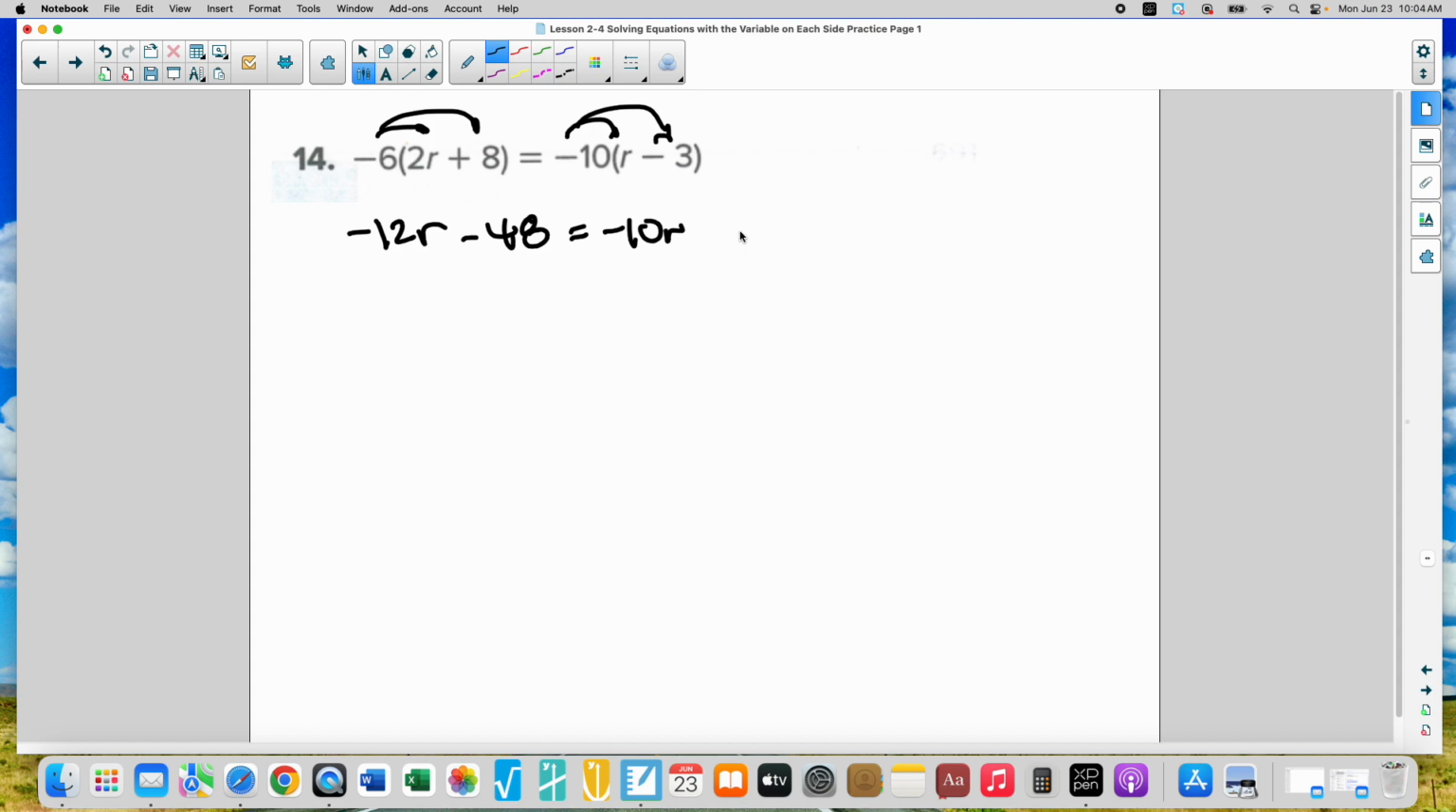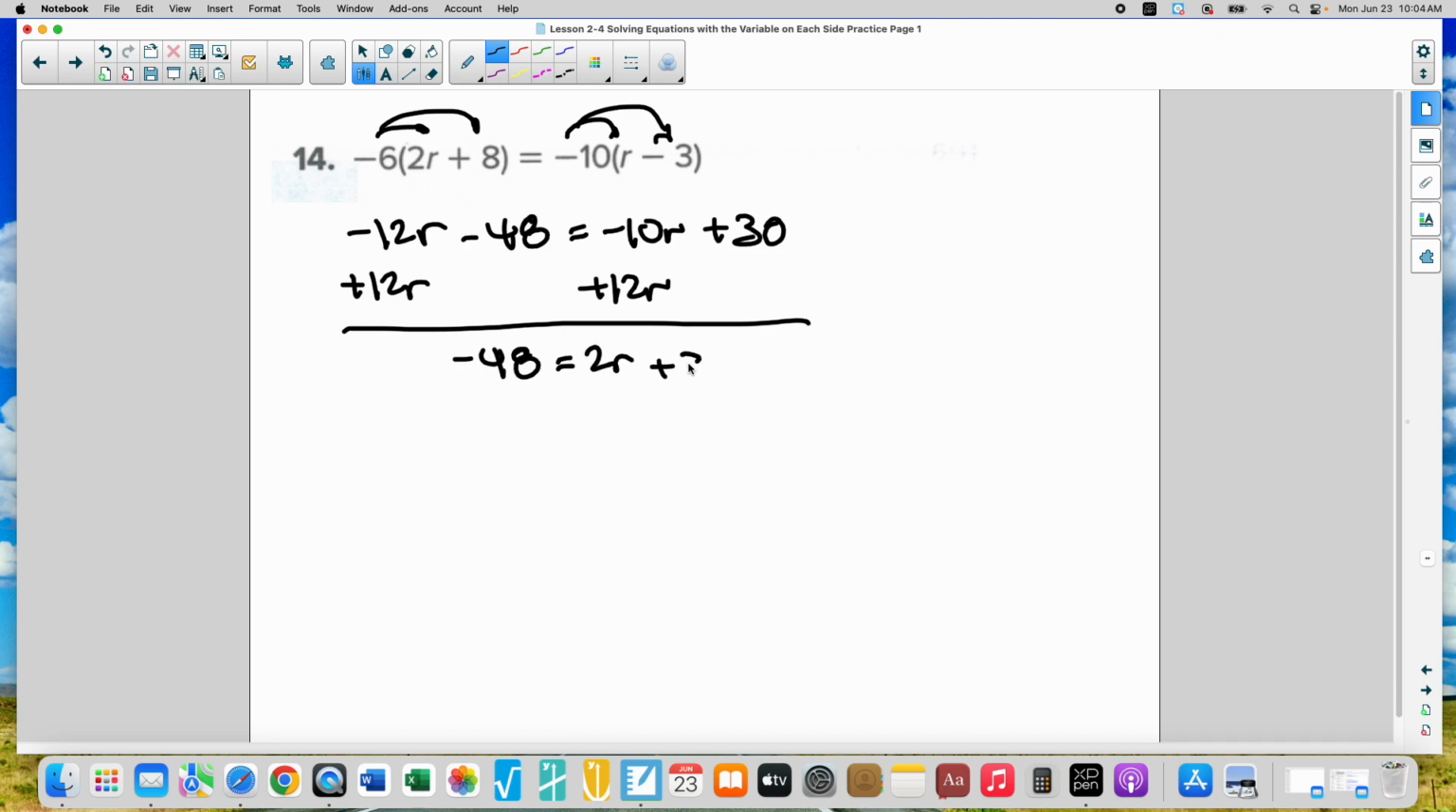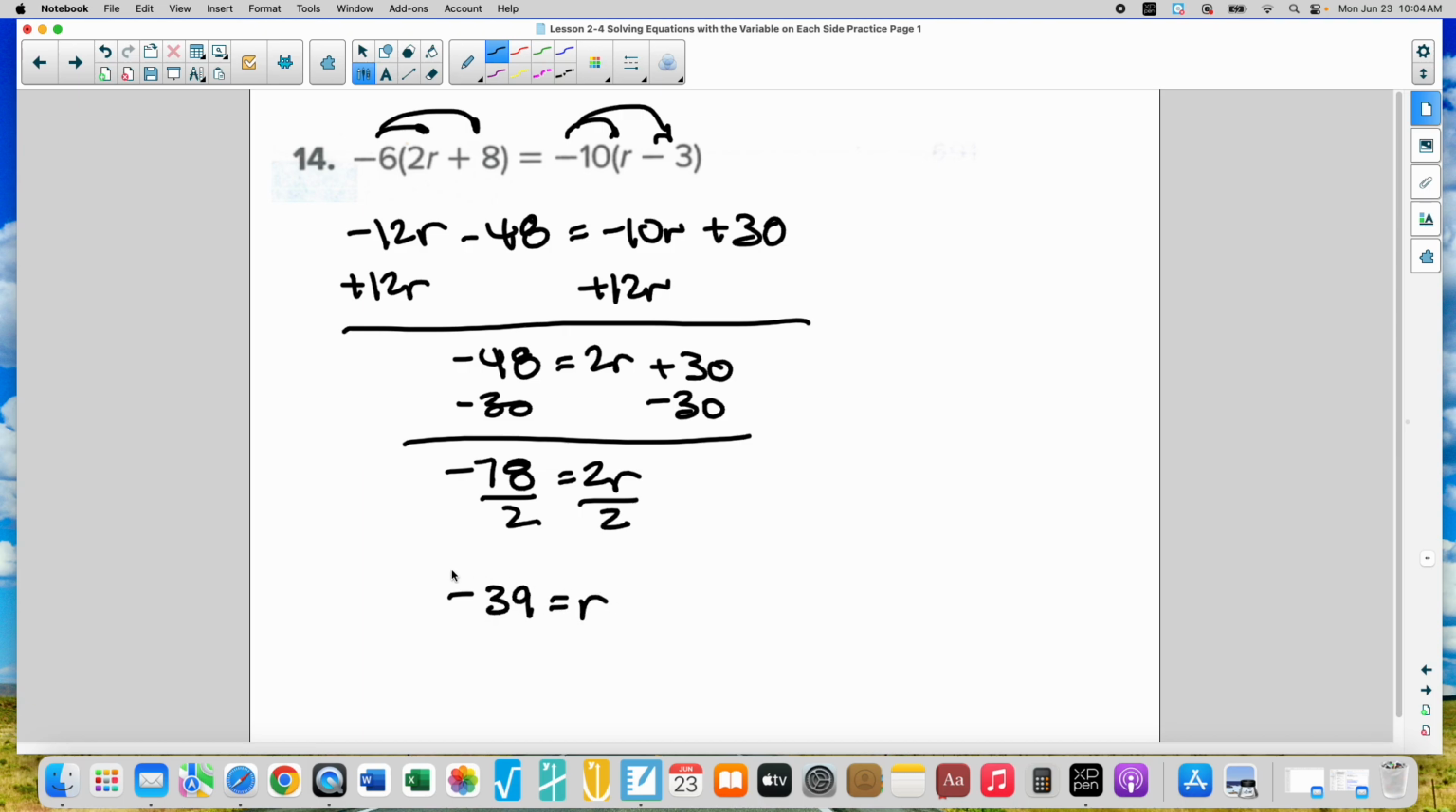Negative 10r plus 30. A negative times a negative is a positive. Let's move the variables. I'm going to move it this way to give me a positive coefficient. 2r plus 30, minus 30, minus 30. That gives us negative 78. That's a weird one. It equals 2r, divide by 2, divide by 2. Negative 39 equals r.